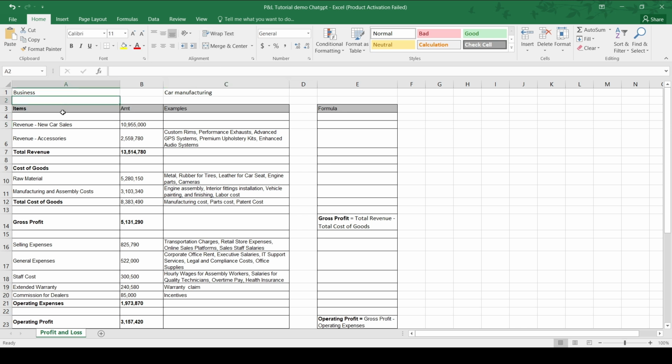Let's begin with the revenue section. For this example, we are looking at the profit and loss statement for a car manufacturing business. The two primary sources of revenue in this industry are new car sales and accessory sales. New car sales represents the revenue generated from selling brand new cars, and accessory sales represents the revenue from additional accessories like custom rims, performance exhaust, advanced GPS system, and other things. When you add these two revenue sources together, you get our total revenue, as you can see in the Excel.